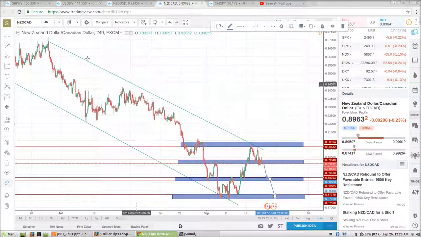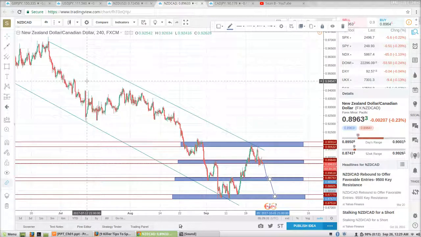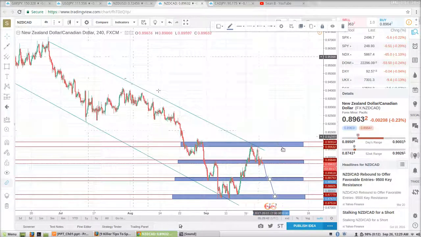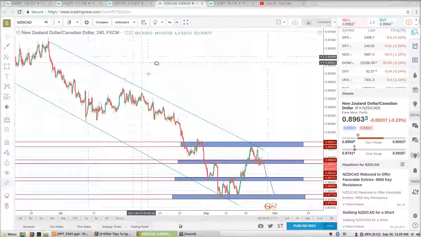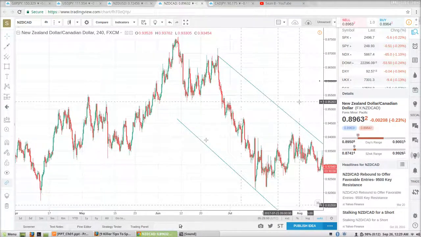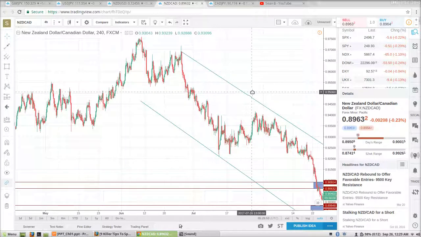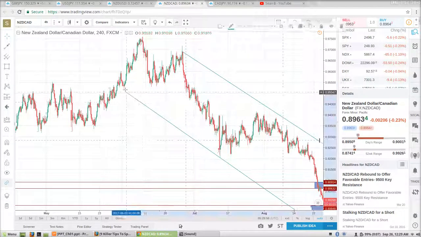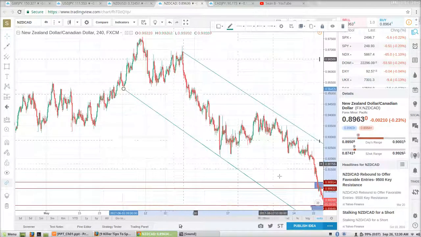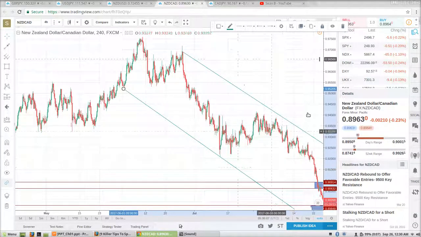This is NZDCAD, New Zealand Canadian, and entries. A student asked, how do I make entries, and what are the best entries? The best entries are always on the trend line, and let me tell you why. The trend line is like a wall. Whatever happens in the trend line usually stays in the trend line. And if it breaks the trend line, it's not going to be a trend.